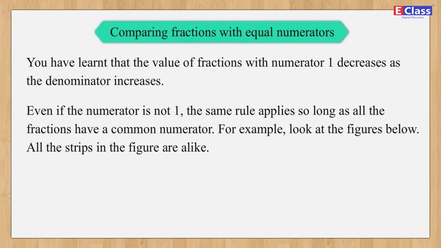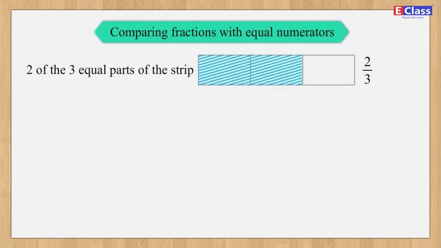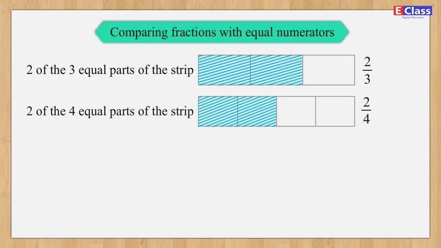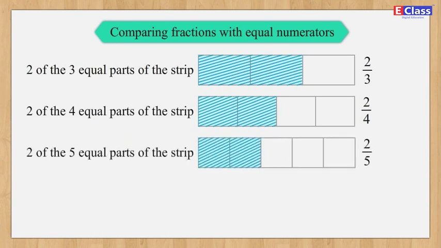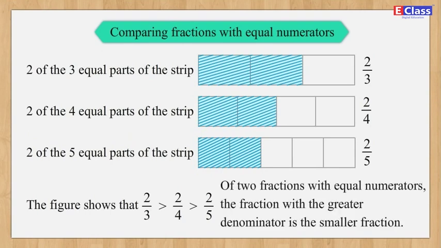All the strips in the figure are alike. 2 of the 3 equal parts of the strip, 2 upon 3. 2 of the 4 equal parts of the strip, 2 upon 4. 2 of the 5 equal parts of the strip, 2 upon 5. The figure shows that 2 upon 3 is greater than 2 upon 4, which is greater than 2 upon 5. Of two fractions with equal numerators, the fraction with the greater denominator is the smaller fraction.